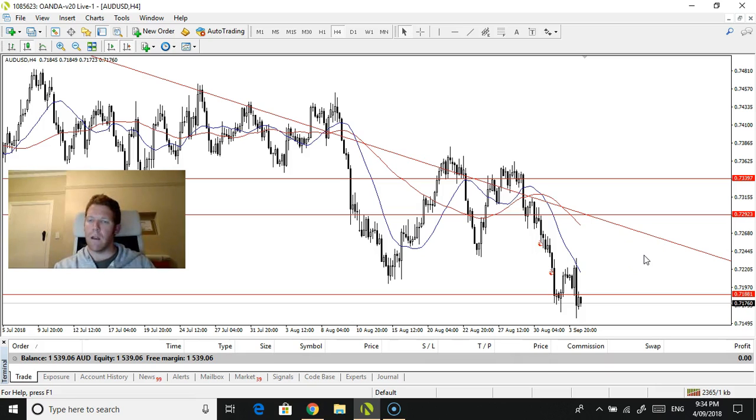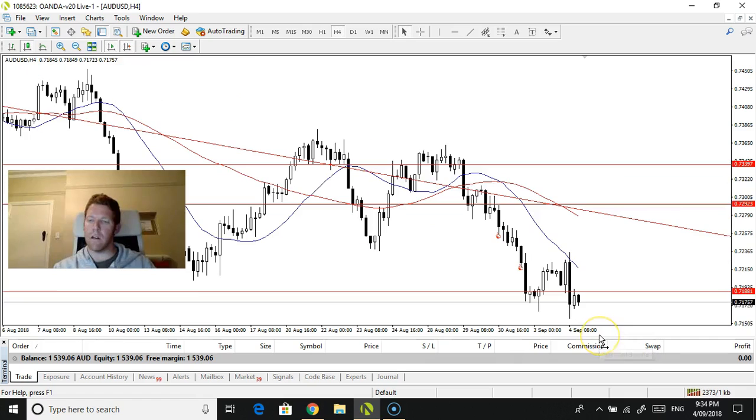It's okay. Now, it's just a waiting game. So if this can engulf here and really close below the low of that candle, and it closes near its low, so a candle like this would be sweet.